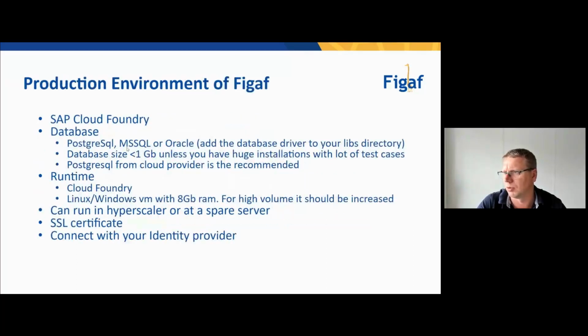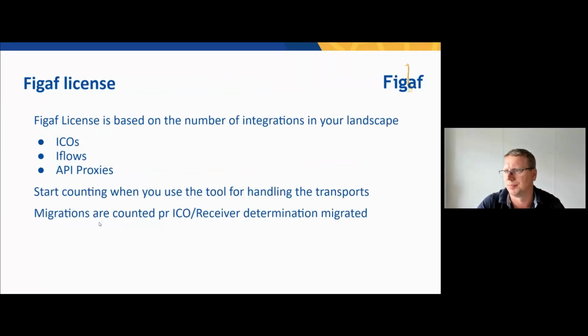In a production environment, we support Postgres, Microsoft, and Oracle as database, and then we just need a Java runtime so it can run anywhere. Depending on your use case, you obviously then need to have access to the on-premise PI system. The tool is licensed on the number of ICOs, iflows, or proxies that you're using the tool for. Each time you start with a new object, that one is licensed. And for migration, it is per ICO or receiver agreement that you're using.